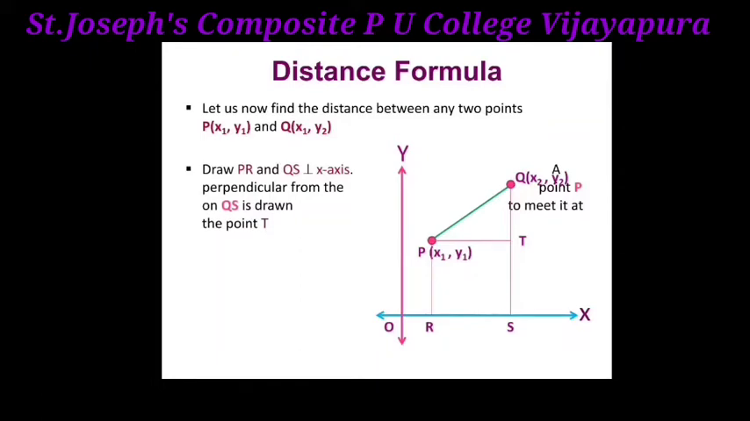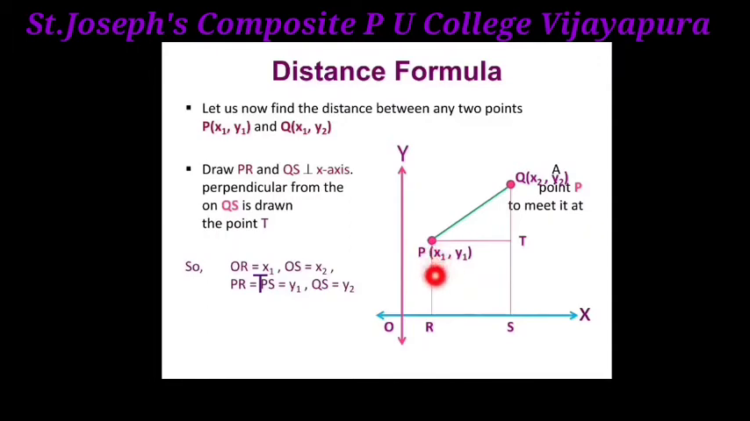And now draw the line PT, okay, which is perpendicular to QS. So here you see, when you take the point P(x1, y1), its x coordinate will be x1 and y coordinate will be y1. So the distance OR will be x1 and this distance OS, because our Q point having the x coordinate as x2, therefore its distance along the x-axis will be x2. So the OS will be x2 and OR will be x1.